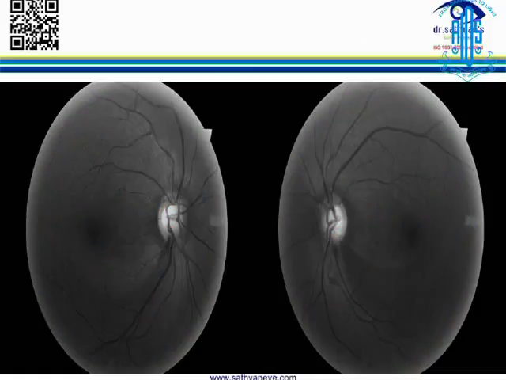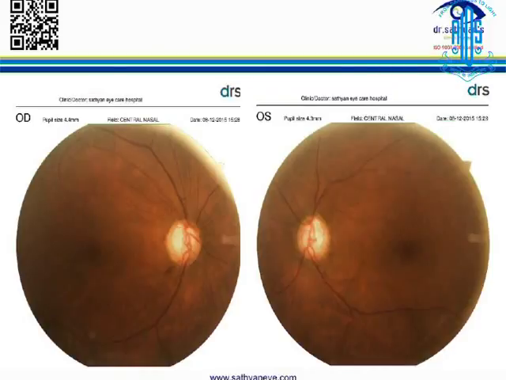Just go back. Which one do you want? So, this is something which you would like to focus on, even though you're looking at this. This area. This area. Want to comment on that? Okay.